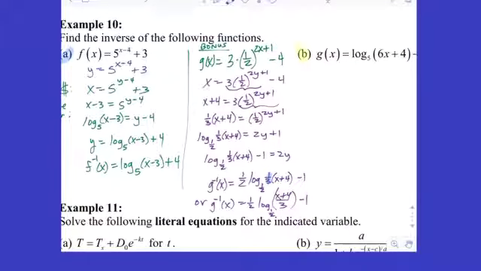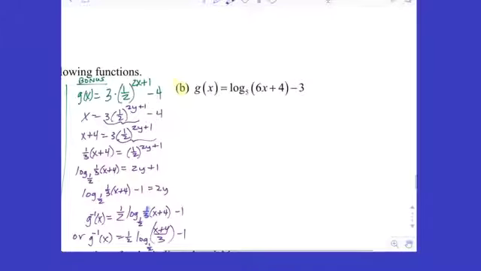But instead of giving you an exponential and have you find the log, I may give you the log and have you find the exponential.